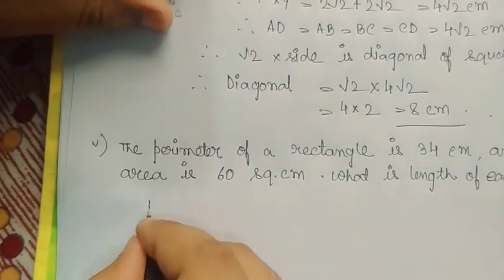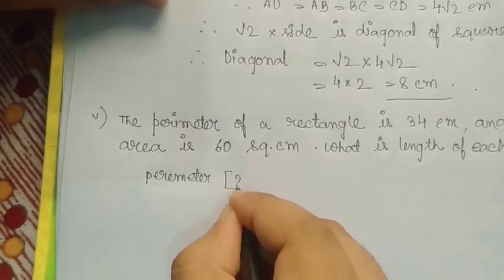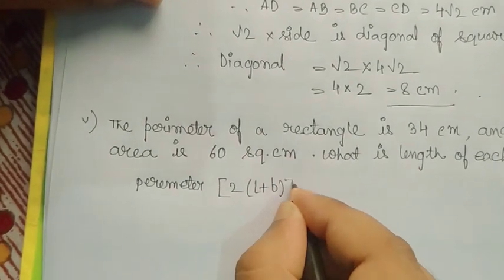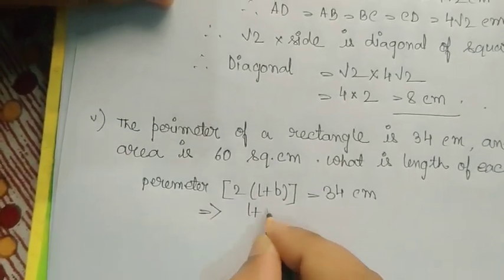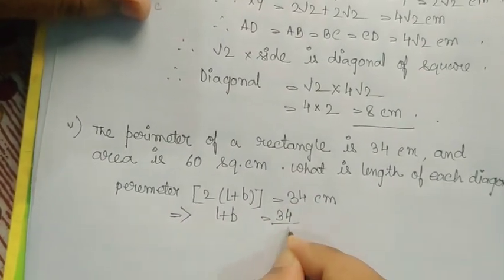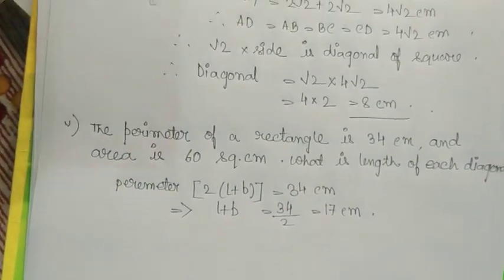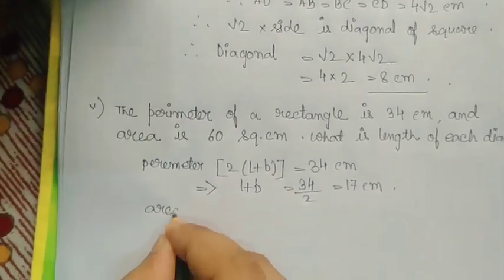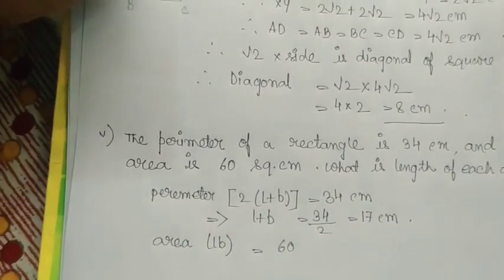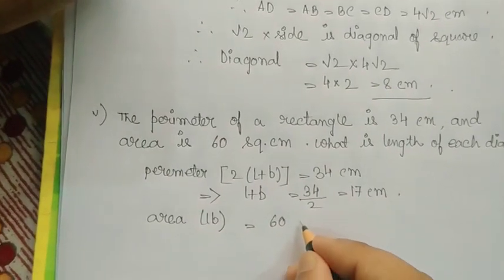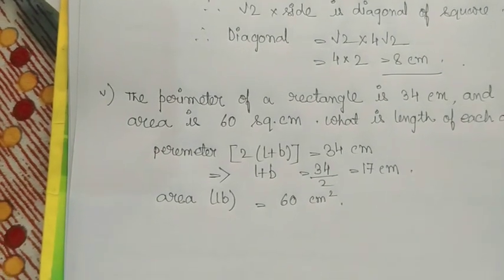So first of all, perimeter means 2 into length plus breadth, which is 34 centimeter. So therefore we can say that length plus breadth equal to 34 by 2 equal to 17 centimeter, and area is 60 square centimeter. So area means LB equal to 60 centimeter square. Now what is the length of each diagonal?